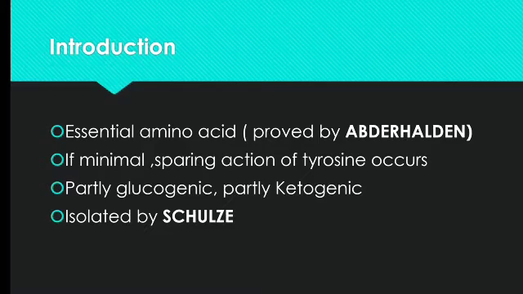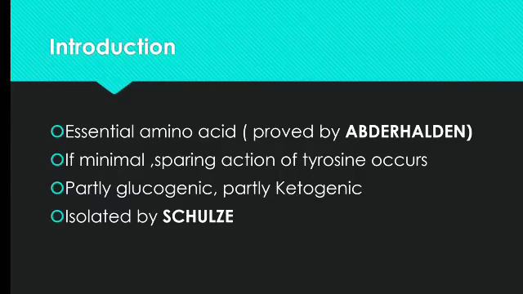The introduction here mentions that phenylalanine is considered to be an essential amino acid. What does essential amino acid mean? The amino acid that cannot be synthesized by our body, but should be taken in the diet, is called an essential amino acid. It was proved to be an essential amino acid by Abderhalden if the amount of phenylalanine is minimal in the diet. Here the sparing action of tyrosine occurs actually.